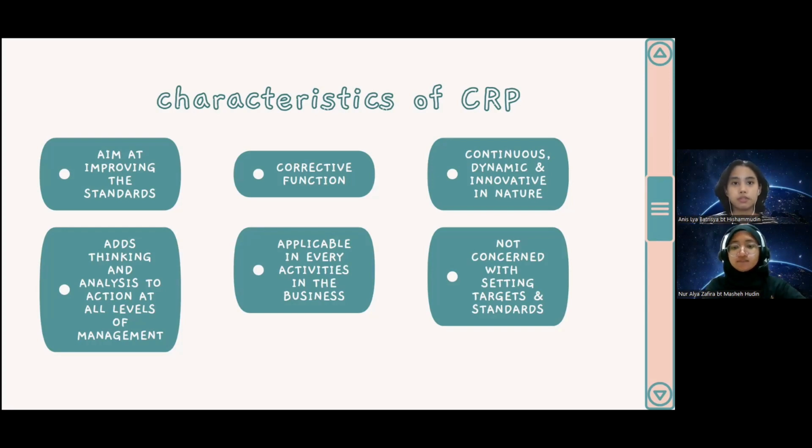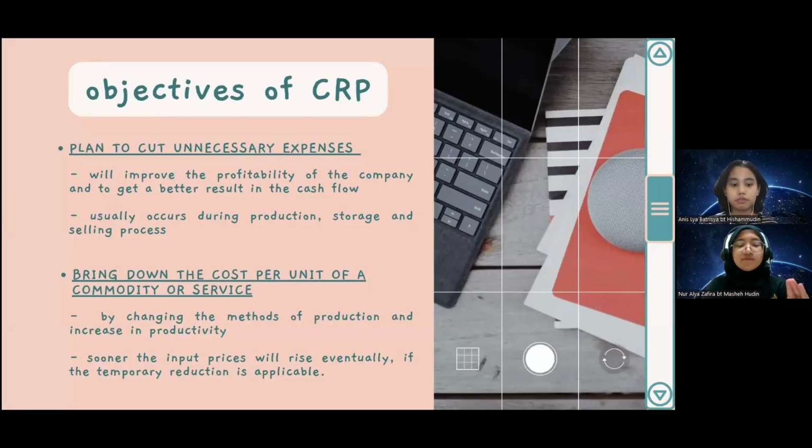For the next slide. As we know, every little thing in life has its own objective. Same goes for the cost reduction program, where the main reason is to cut unnecessary expenses. This will improve the profitability of the company and get a better result in the cash flow. As we know, the passage stated that the company Prabut Nusajaya Sdn Bhd faces a decrease in cash flow and also a huge loss.